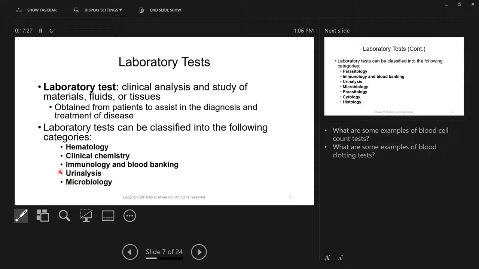Next is urinalysis. We've talked about urinalysis. We will talk about it more this Saturday, but urinalysis is the chemical and physical analysis of urine.